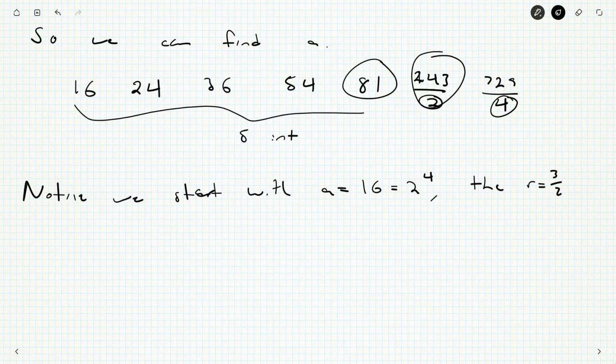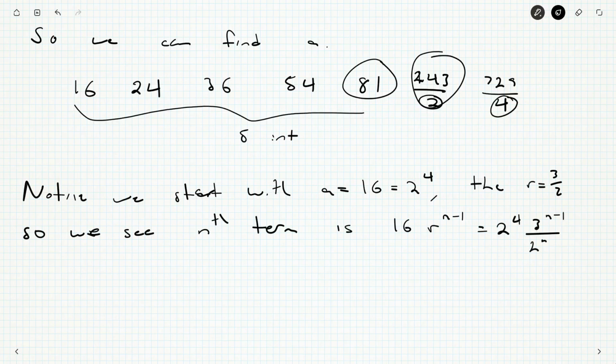The common ratio r is 3/2. So we see the nth term is 16 r to the n minus 1. But let's write that as 2 to the 4, 3 to the n minus 1 over 2 to the n minus 1. Better written as 3 to the n minus 1. And now, dividing those powers of 2, we can simplify. It's going to be 4 minus n plus 1. So it's going to be 5 minus n.